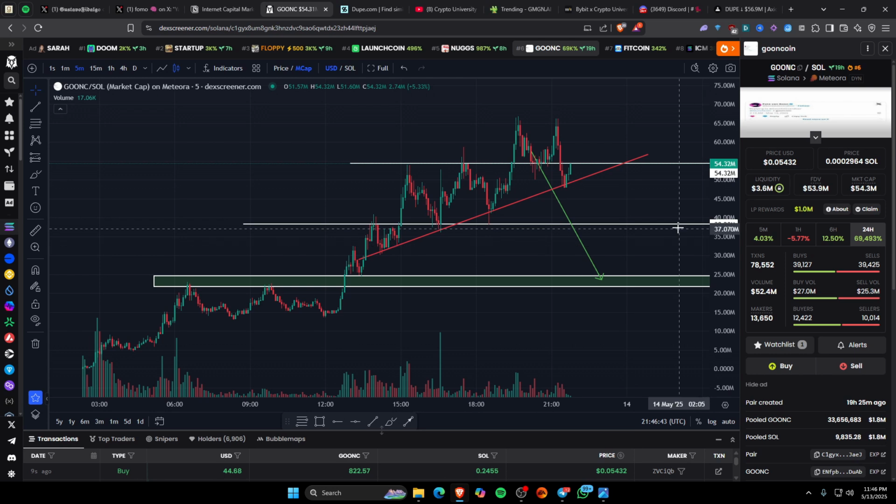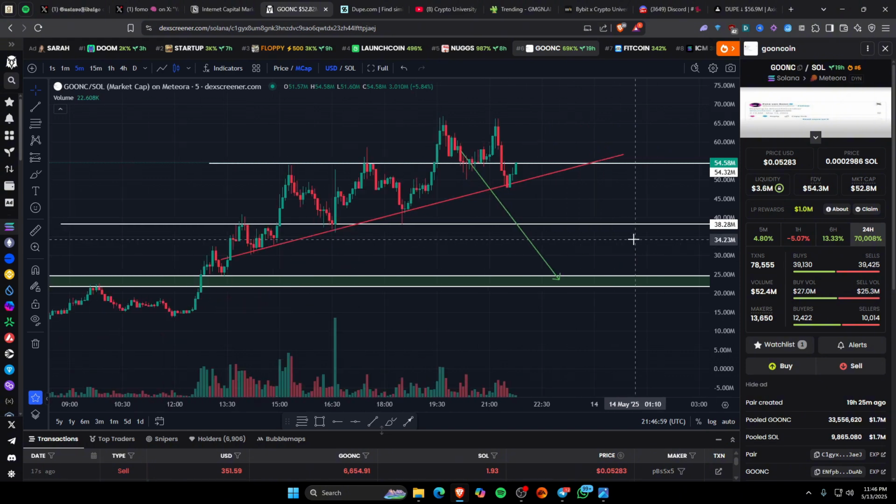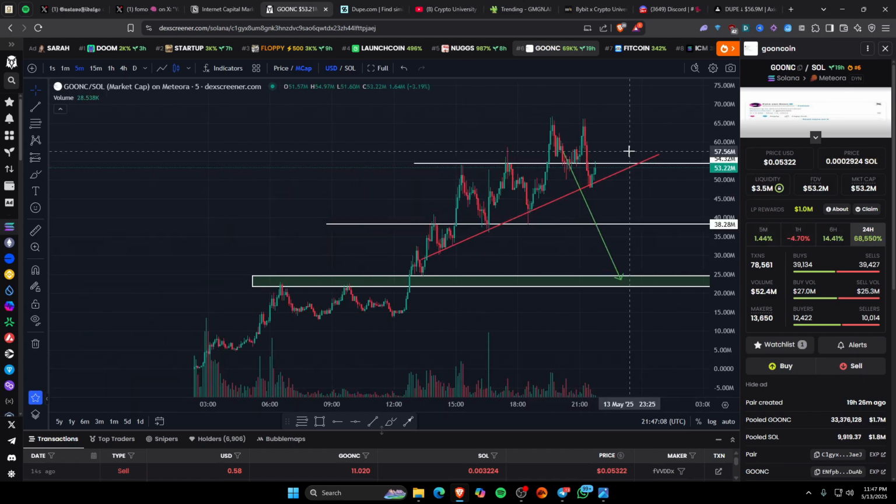But I would just pay close attention to this because it is near all-time highs. It's always important to wait for those deeper retracements when a coin goes this parabolic, and I do believe this is going to give us that deeper retracement. So we just have to wait. As you can see, it's already done 70,000% right here. People have made insane cash off of this, but we just have to be patient and wait on it. So again, another internet capital markets play right here, which is Gooncoin.